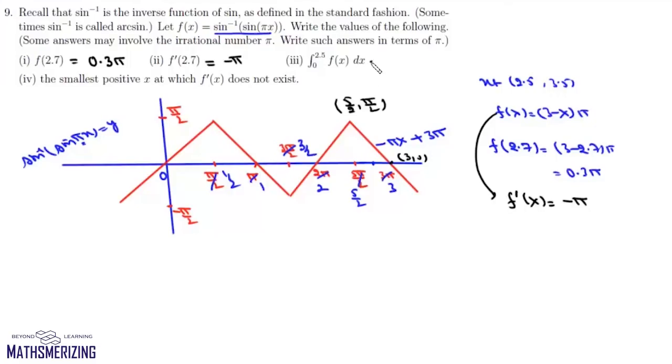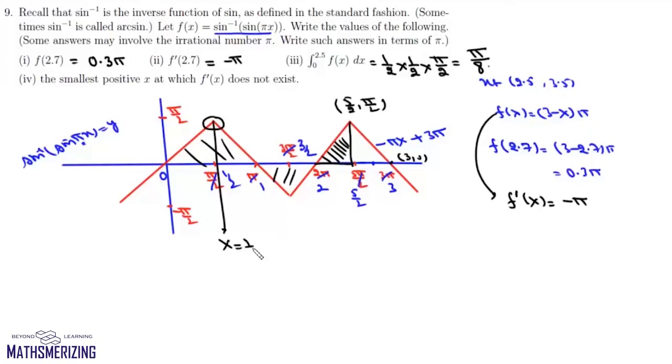Now we need to find the value of the integral from 0 to 2.5 of f(x) dx. From symmetry, these two integrals will cancel out. The only integral value that we'll have is this triangular region, which is 1 by 2 into 1 by 2 and its height is pi by 2, so it will be simply pi by 8. The fourth one is the smallest positive x at which the derivative does not exist. This function is not differentiable at this point, so the smallest value is x equals 1 by 2. So the answer to this question is 0.3 pi, minus pi, pi by 8 and 1 by 2.